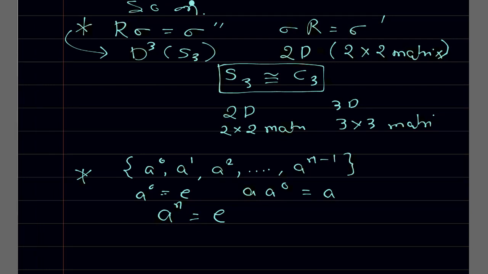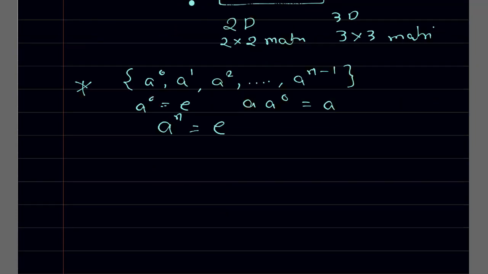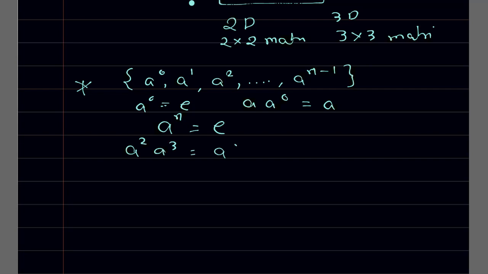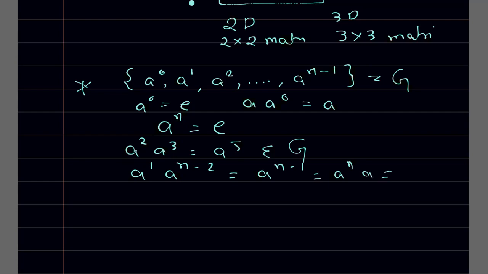So if I do this, then let us check that this forms a group. How about multiplication of A square and A cube? It will contain A5. Yes, it belongs to the group G. Well, let me denote it by G. How about A1 multiplied with A to the power n minus 2? Then we are going to have A to the power n minus 1. Then we will have A to the power n, and A to the power n is identity. We are going to have A and A belongs to G. Yes. Similarly, you can check that all the properties of the group are followed.